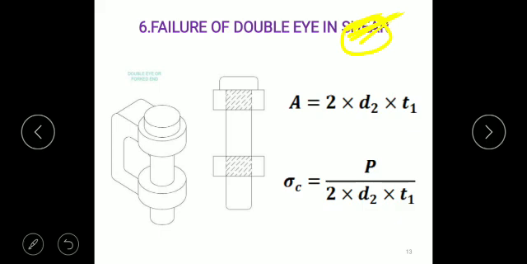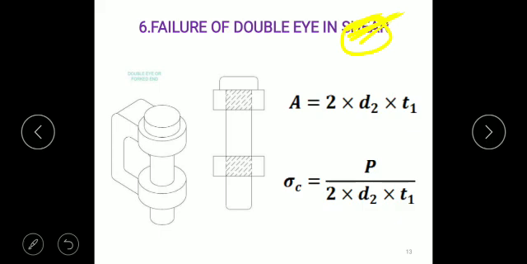That means we know the pin diameter d2, and we know the thickness of this fork is t1. There are two locations, so twice the area is affected in crushing, and therefore crushing failure is calculated. So steps number 4, 5 and 6, these are all the failures of the double eye in shear, tension and crushing. From these three steps we can calculate the induced stresses in tension, shear and crushing.